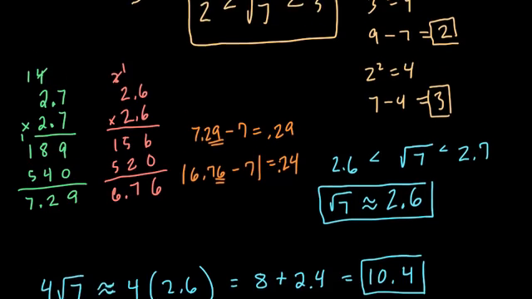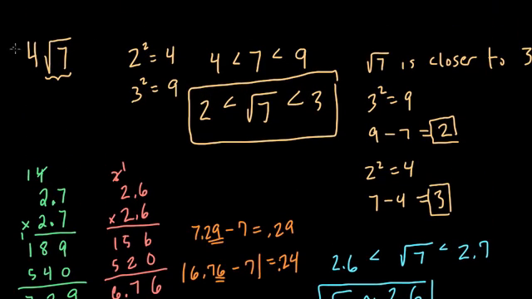But you want to be careful. When you're approximating, don't say that the answer to this right here is about 2.6. All you're doing there is approximating radical 7. But this is really 4 radical 7 when we start.